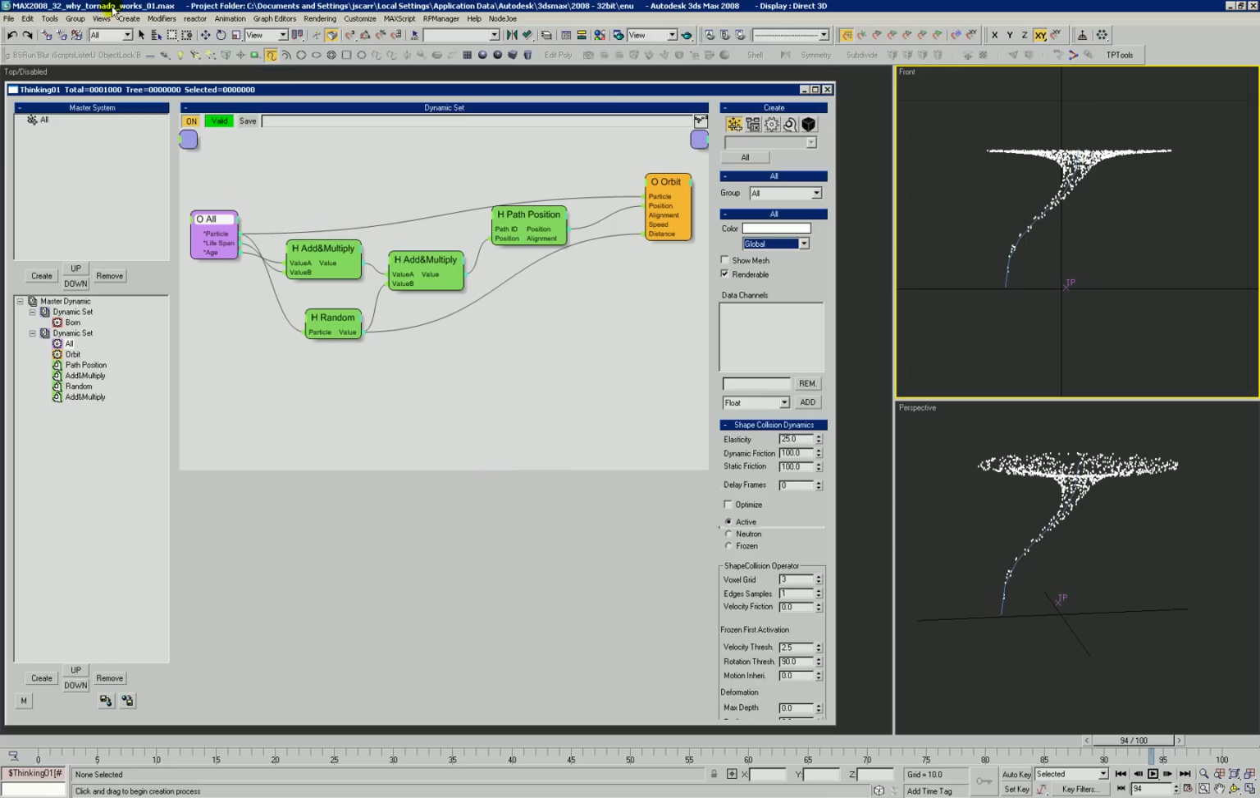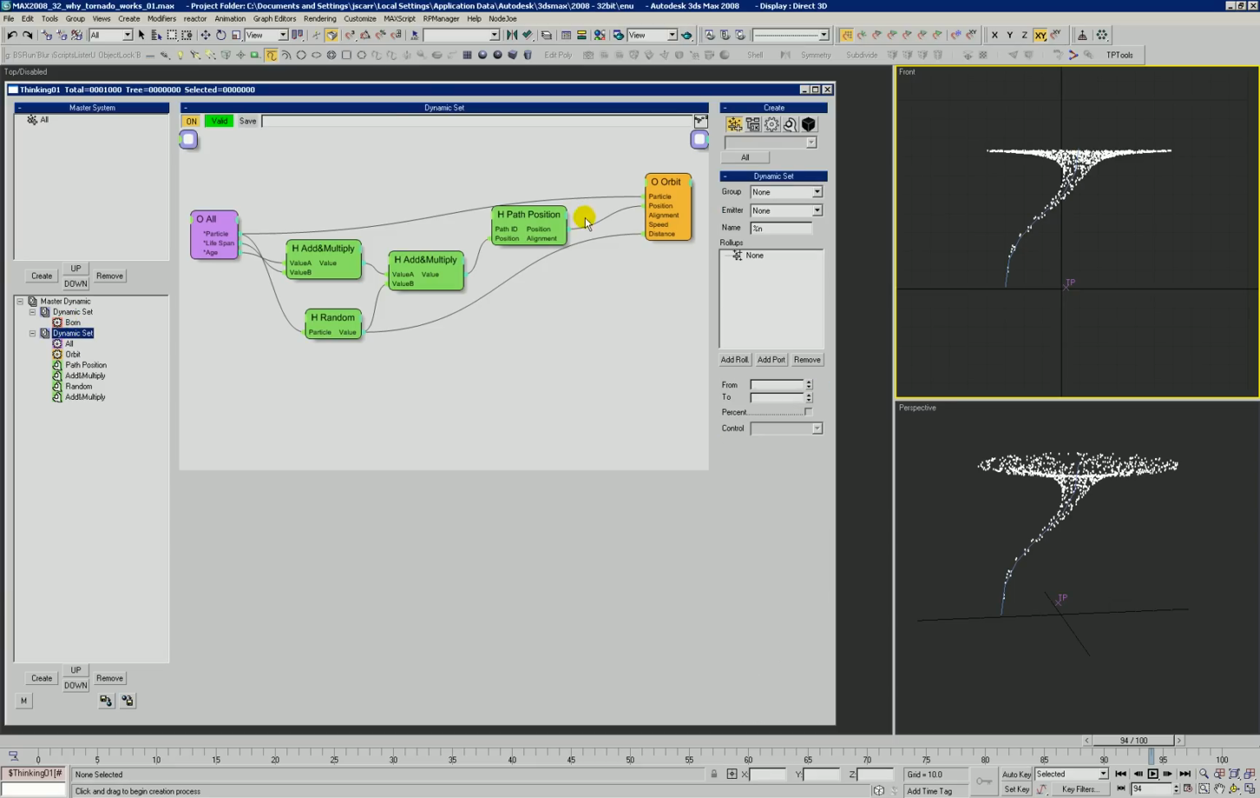Hey, what's up, Mike? Let's take a look at why this tornado works. Of course, we birth 1,000 particles. Those get thrown at the origin, and this next rule actually moves them into place.